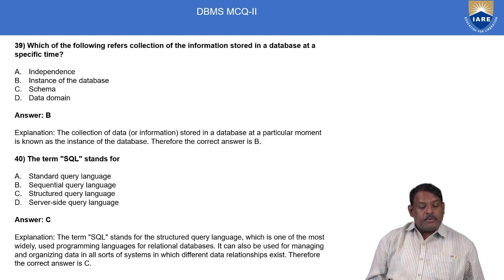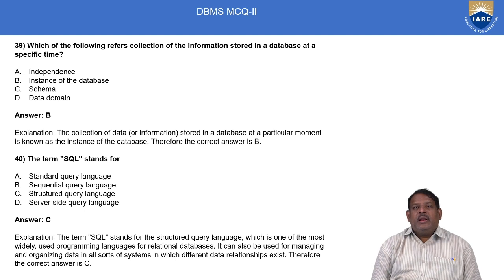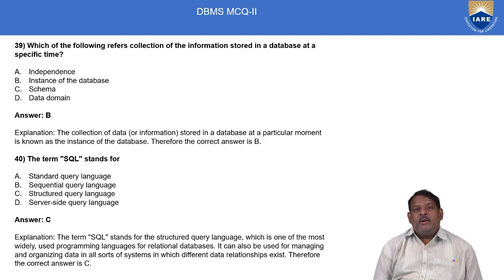Next question, 39th question. Which of the following refers to the collection of information stored in a database at a specific time? Is it independence, an instance of a database, a schema, or a data domain?